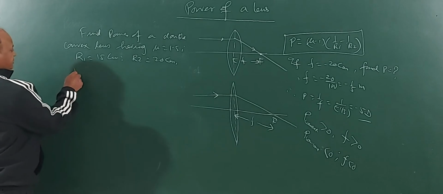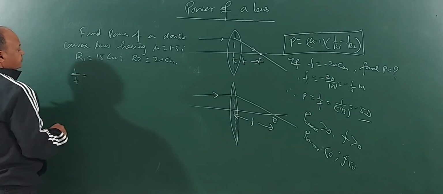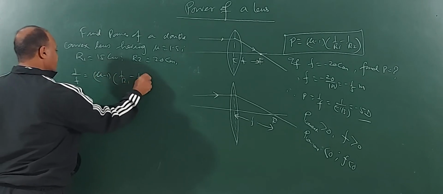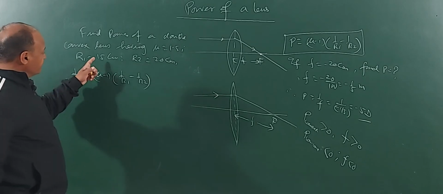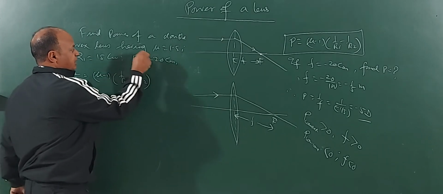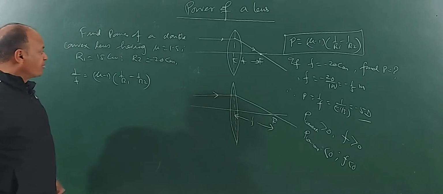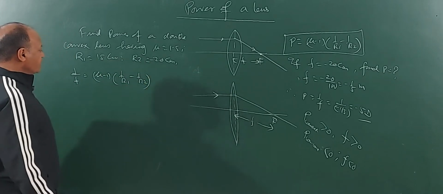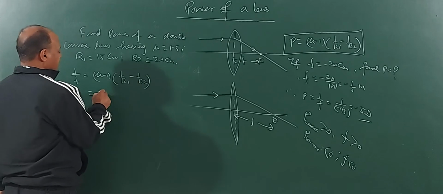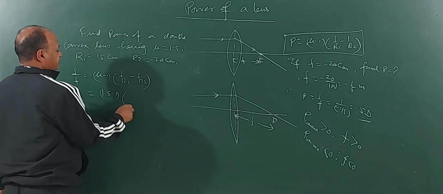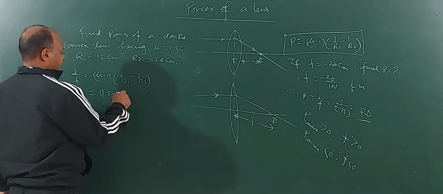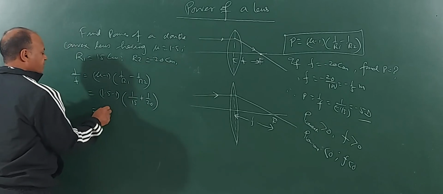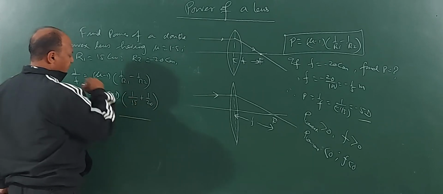So 1 by f will be how much? (mu minus 1) into (1 by R1 minus 1 by R2). And we know that for a convex lens R1 is positive and R2 is what? Negative. We had discussed in the previous video that for a biconvex lens R1 is positive and R2 is negative by convention. If you put this here, then I get (1.5 minus 1) into (1 by 15 plus 1 by 20). So we have 1 by 2 into, what is the LCM? 60.